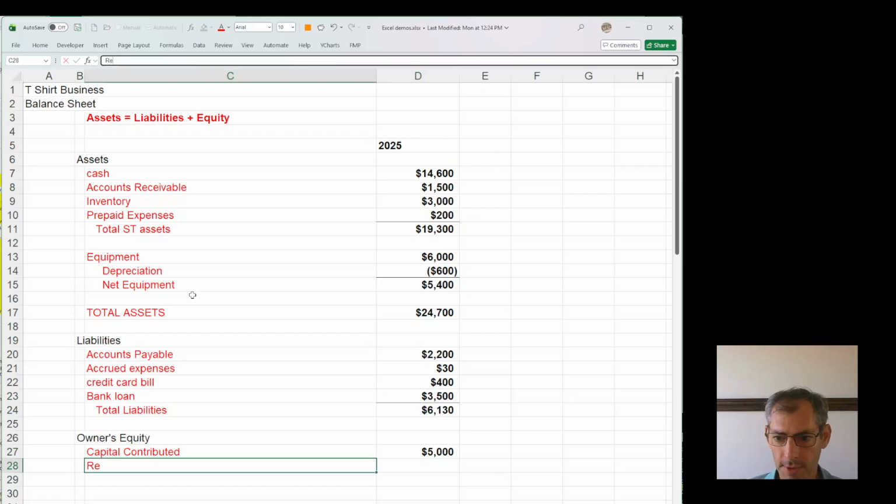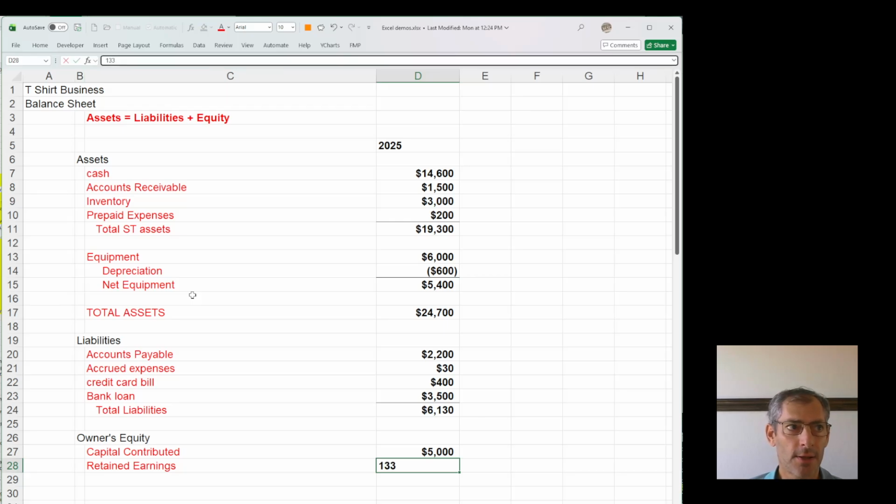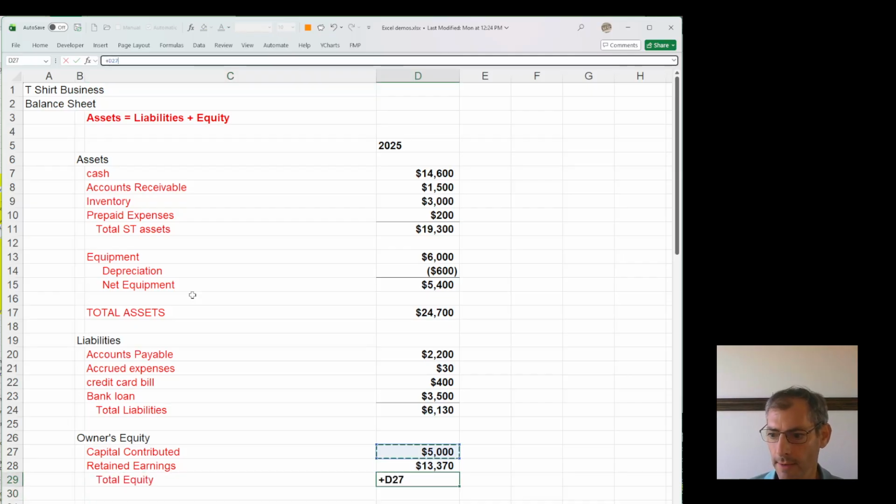And then there's going to be an item retained earnings. Retained earnings is going to reflect the net income of all the past cumulative years that the business has been operating. In this case, let's say it's 13,370, right? And that's going to add up to our total equity. And we're going to have those two.